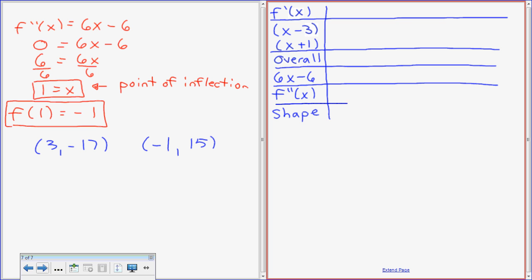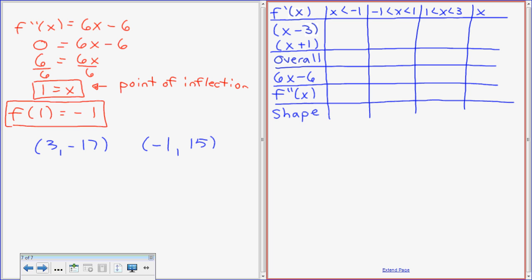Lots of arrows here. And shape is going to be just what the graph looks like. So my first interval we said from x is less than negative 1, is that right? Negative 1 is less than x is less than 1. 1 is less than x is less than 3. And x is greater than 3.